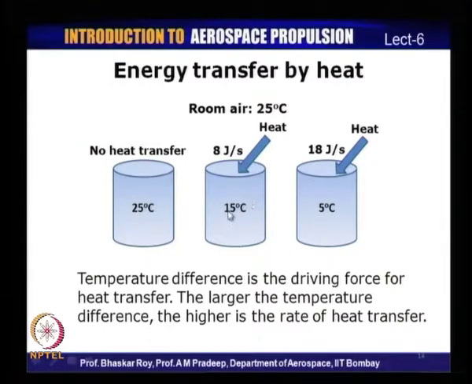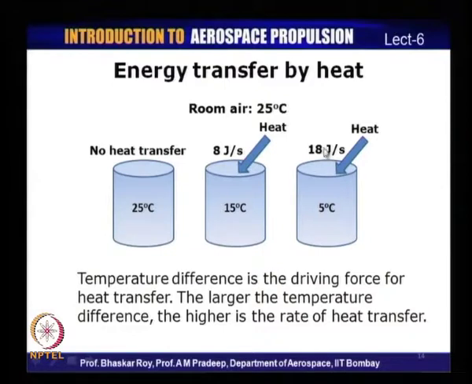Now, if the system were at a lower temperature of, let us say, 15 degrees Celsius, then there is definitely a heat transfer from the surroundings to the system, because the surrounding air temperature is higher than the system temperature. And if the temperature of the system were even lower, let us say 5 degrees Celsius, there will still be a heat transfer from the surroundings to the system. You might notice here that I have written 8 joules per second in the first case and 18 joules per second in the second case.